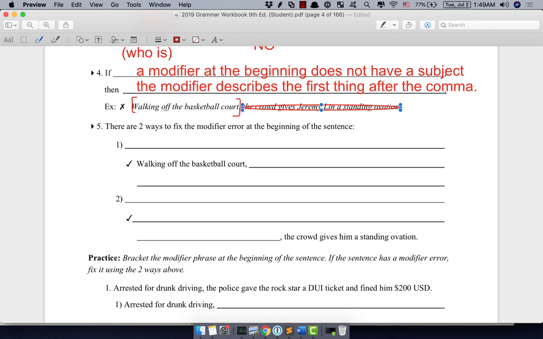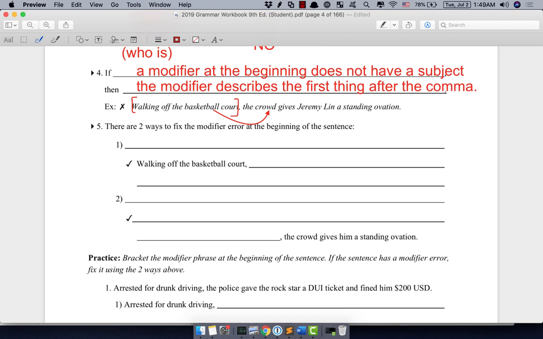Then this modifier here describes the first thing after the comma. So what is the first thing after the comma here? The first thing after the comma is, it's not the word the, because the is not a thing. The crowd is a thing. So draw an arrow from here to the phrase, to the word crowd. So the word crowd here.